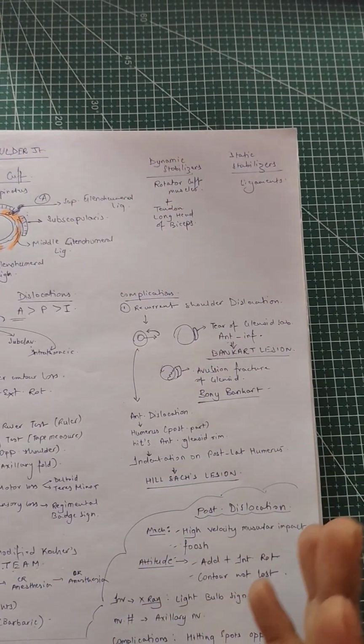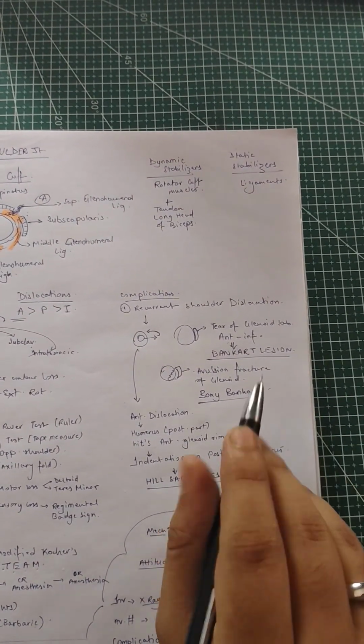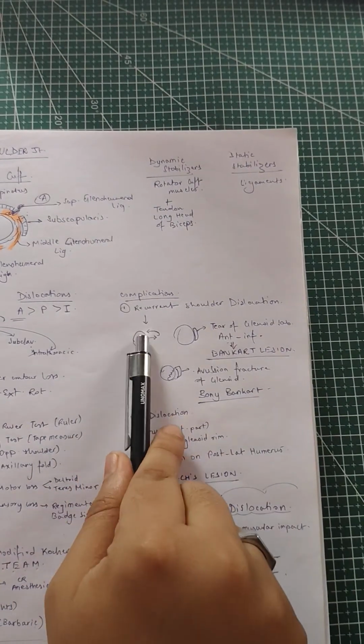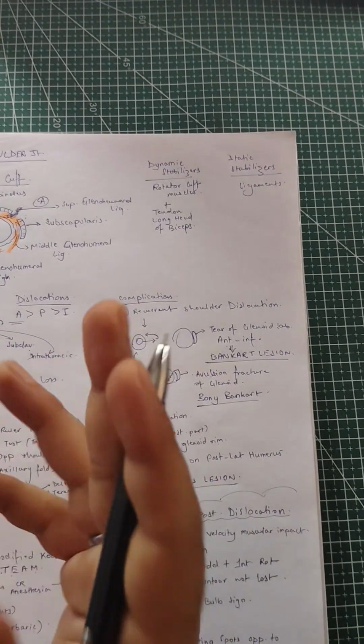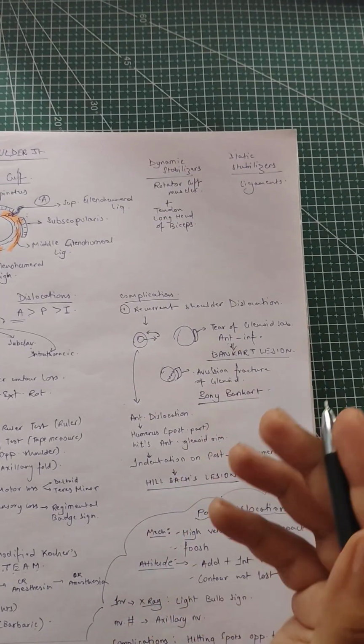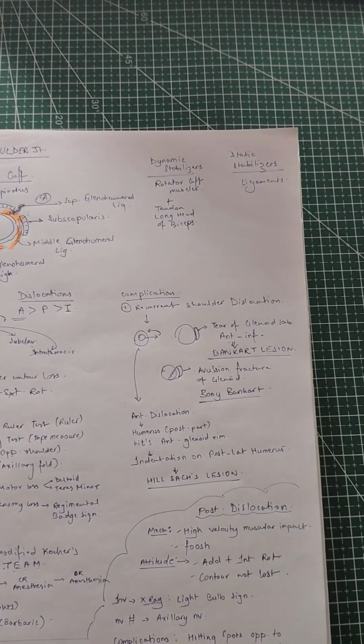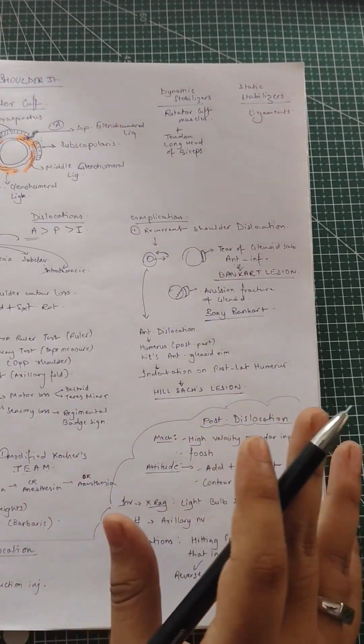So it is basically an avulsion fracture of the glenoid, and that is called bony Bankart, right. Along with that, this is the humeral head, it comes out, but then it gets hit on the back. This causes an indentation on the posterolateral aspect of the humerus, and that causes something called Hill-Sachs lesion. So this is all that you need to know for anterior dislocation.